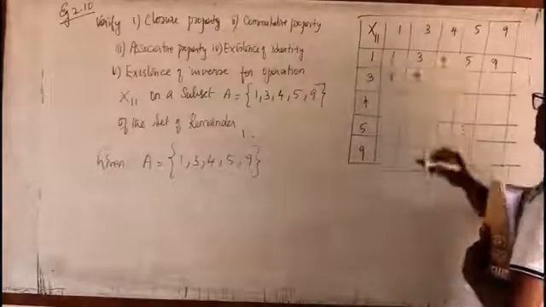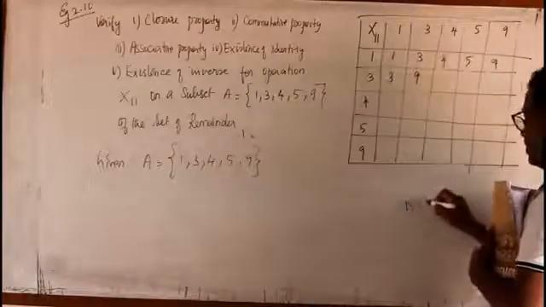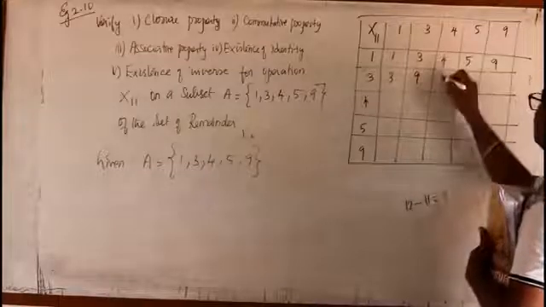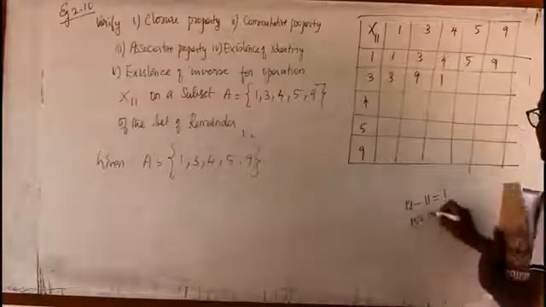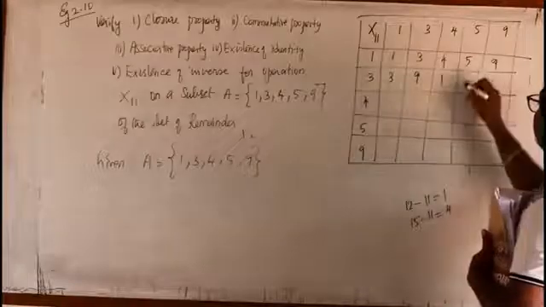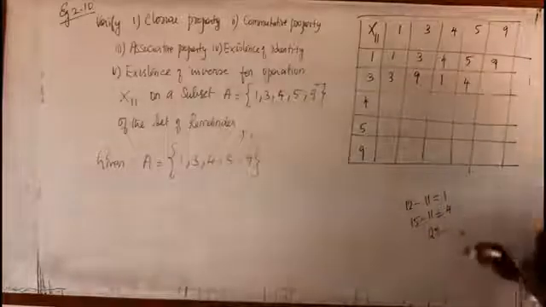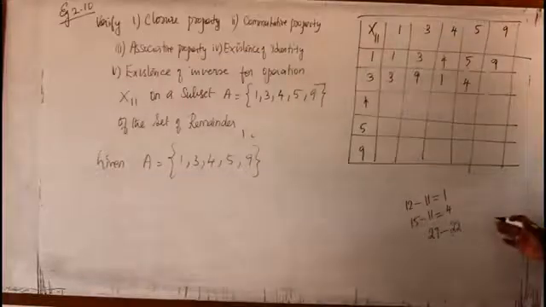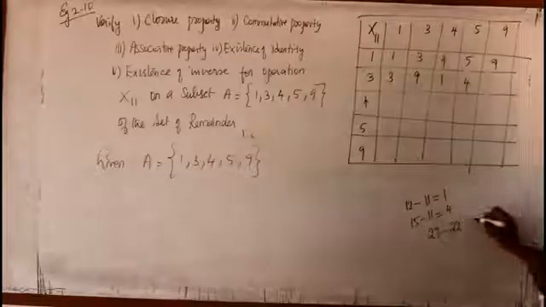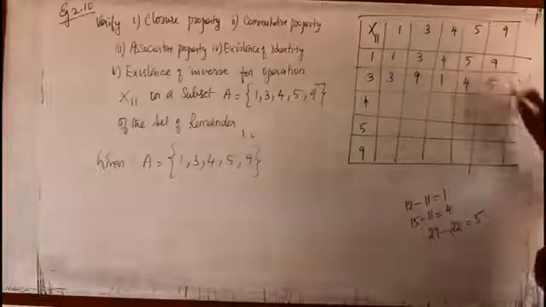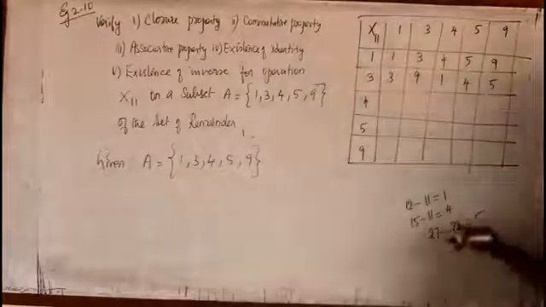Now 3 into 1, 3; 3 3s are 9; 3 4s are 12, remove 11, it is 1. 3 5s are 15, remove 11, it is 4. 3 9s are 27, I can remove 22, isn't it? Remove the number of 11s, so the remainder is 5. I hope you can understand well.